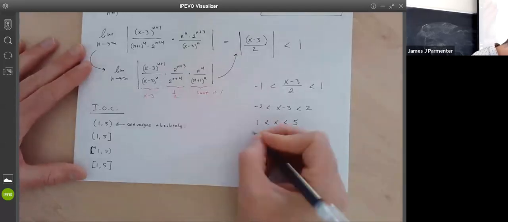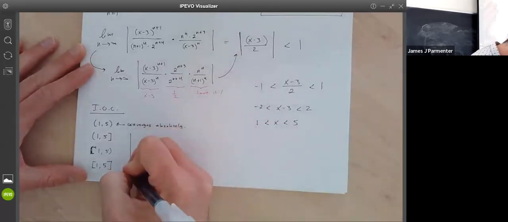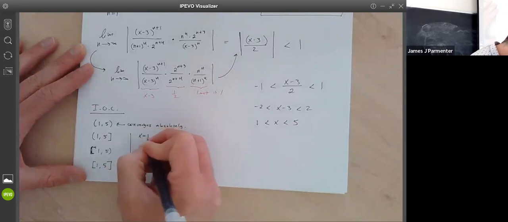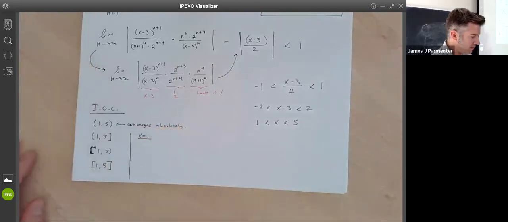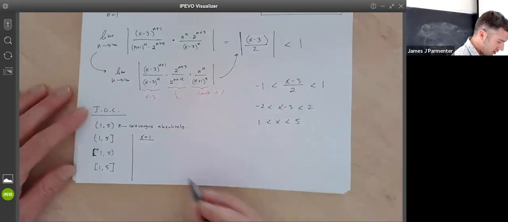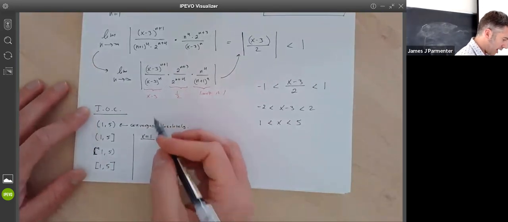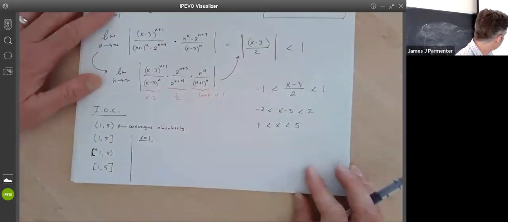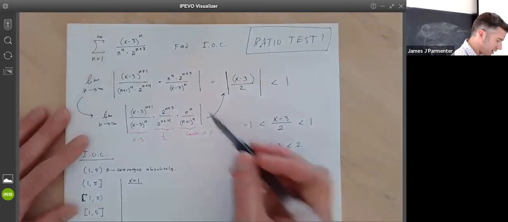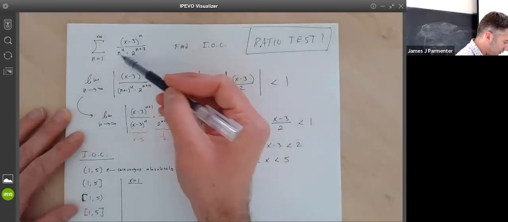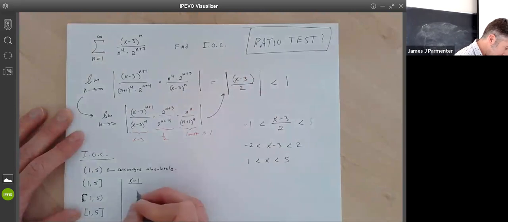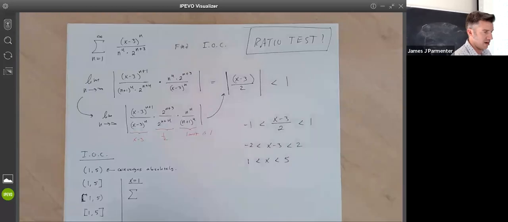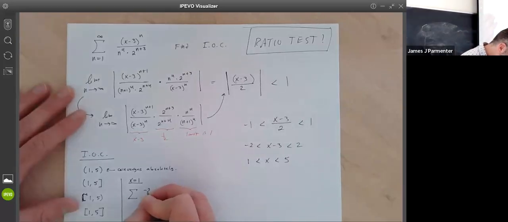So let's check. Do I have enough room? Yeah, I have enough room. Let's check x equal to 1 first. If I plug in x equal to 1, I'm going to get the sum of (1 minus 3) to the n over n to the 4th times 2 to the n plus 3. I'm not going to write the n equals whatever; you know it's there.